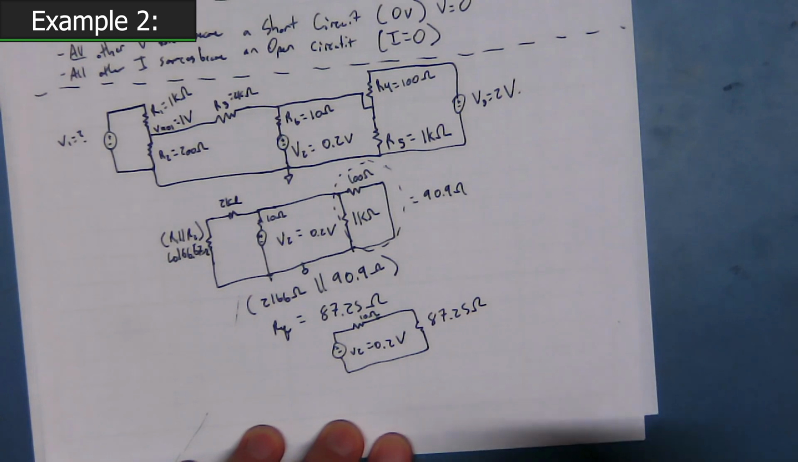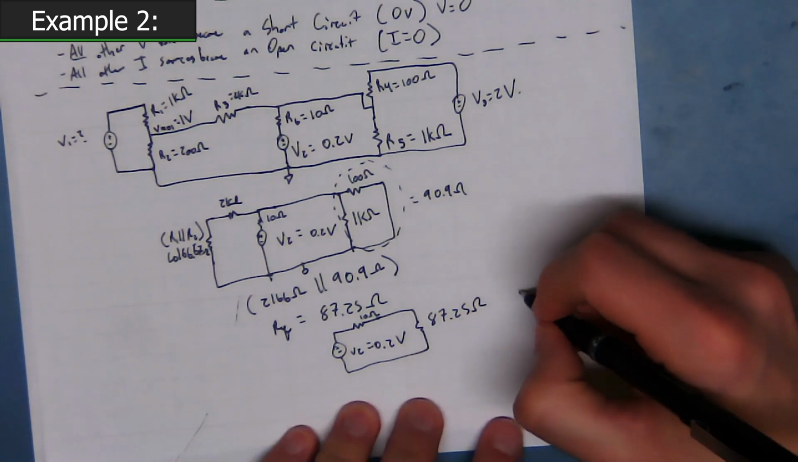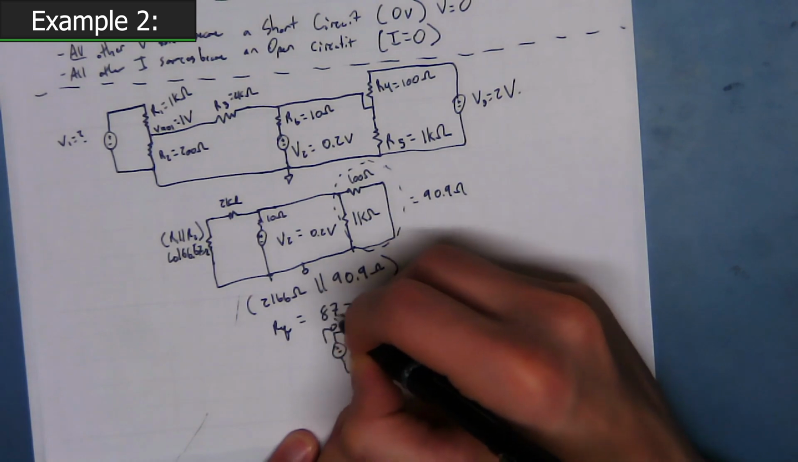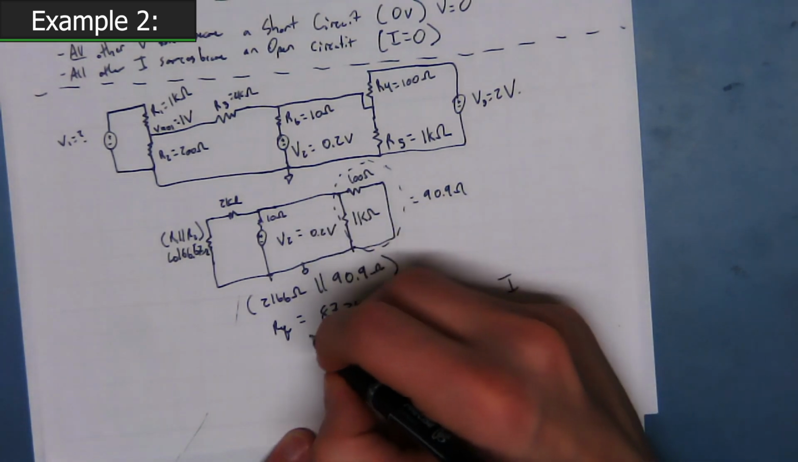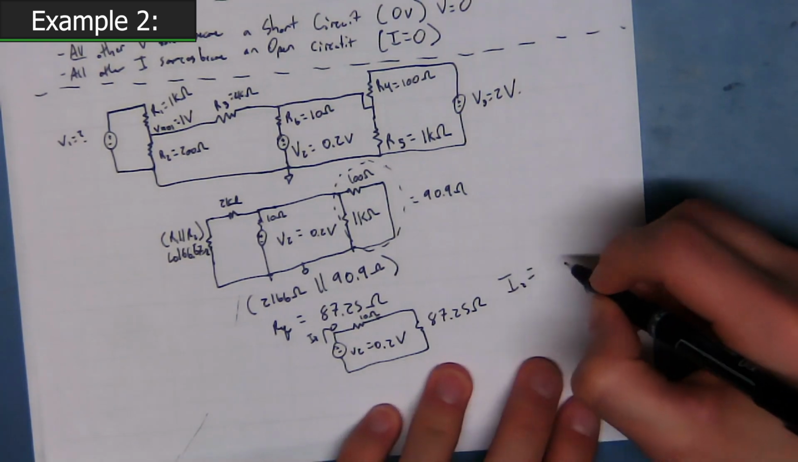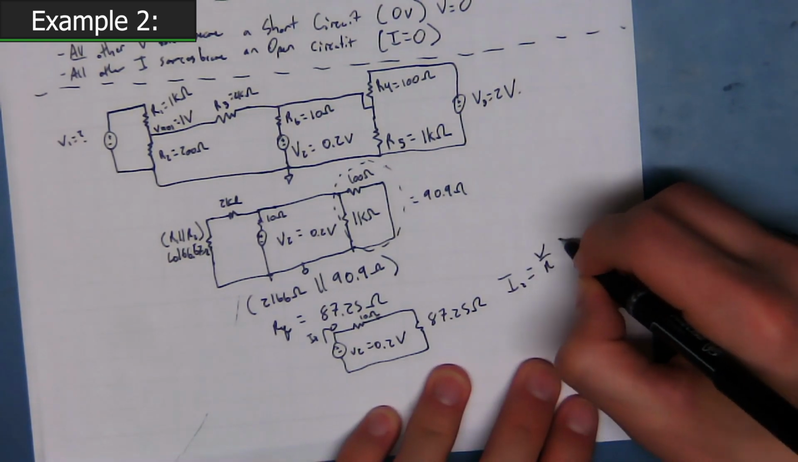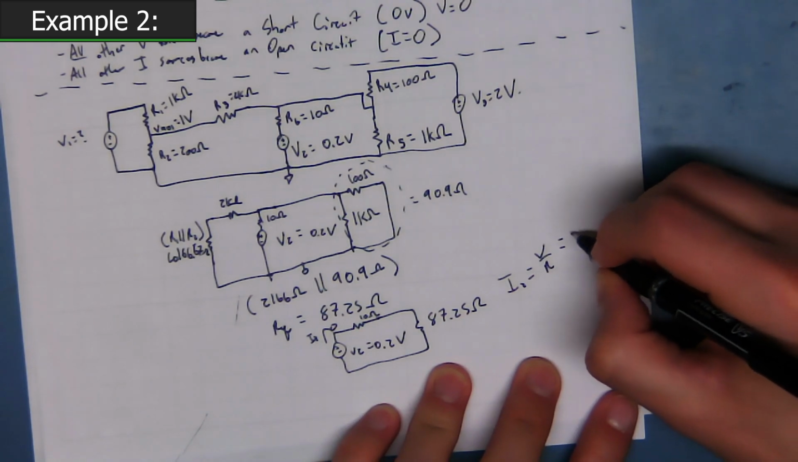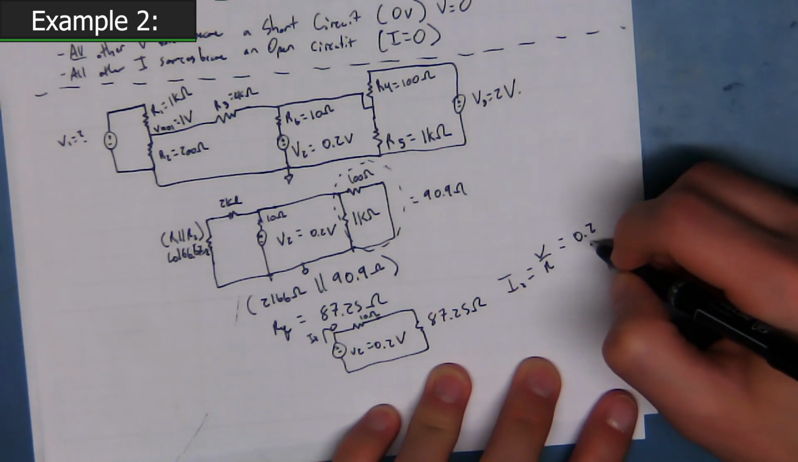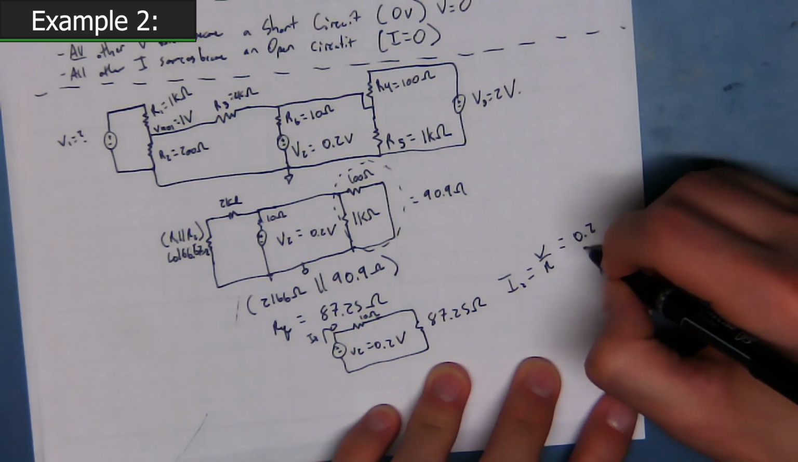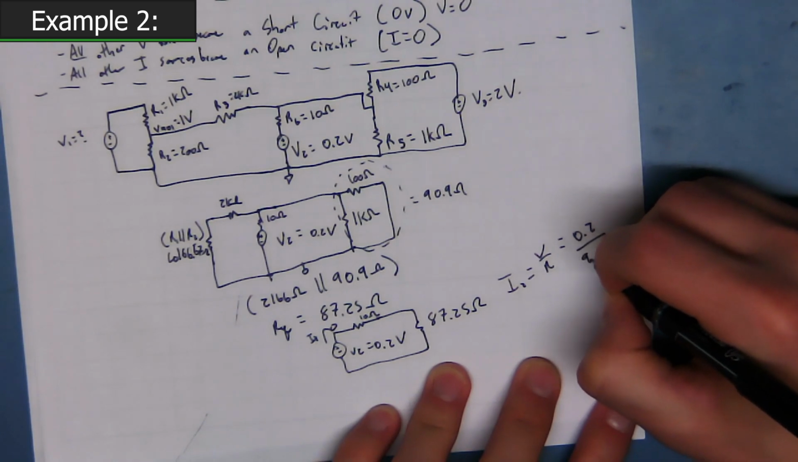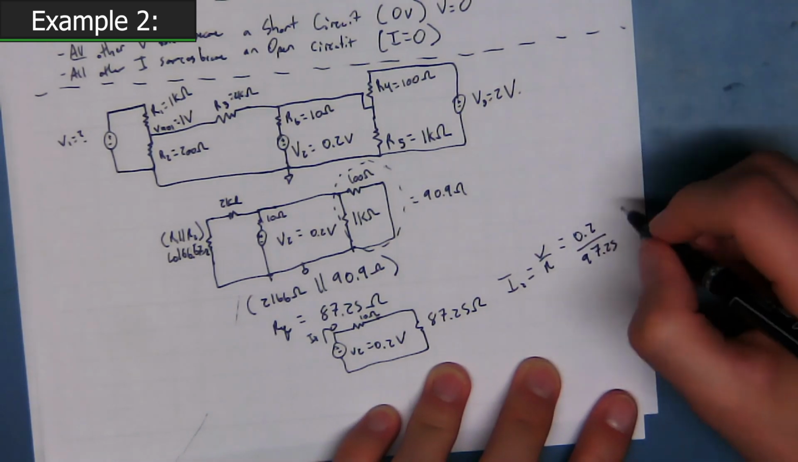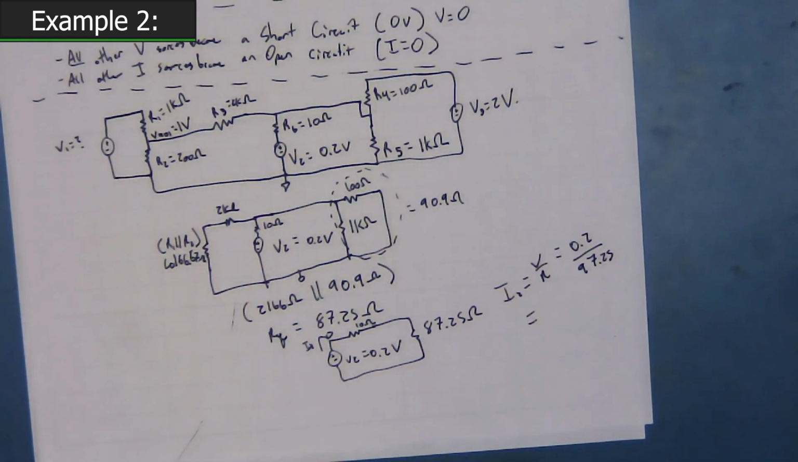So now we have, what is this? This was V2. Yes, this is I2 equals V over R equals 0.2 divided by 97.25, which is equal to basically 2 milliamps. But there's an important question.